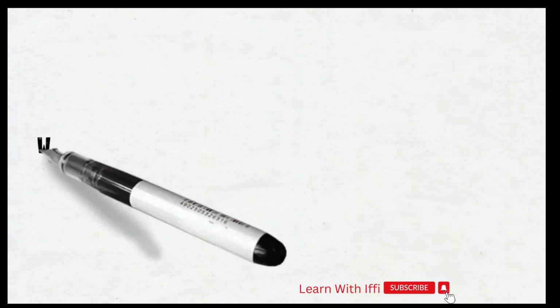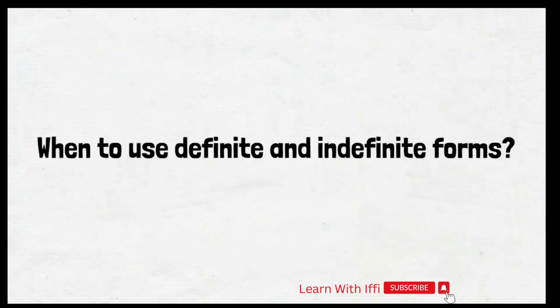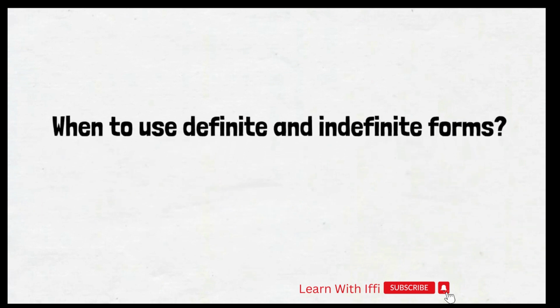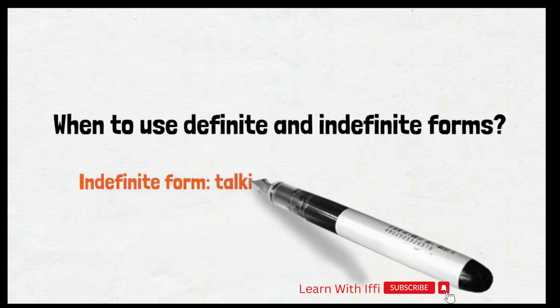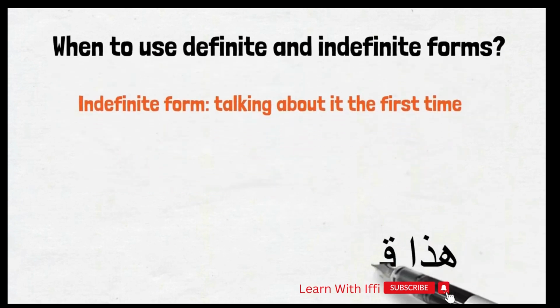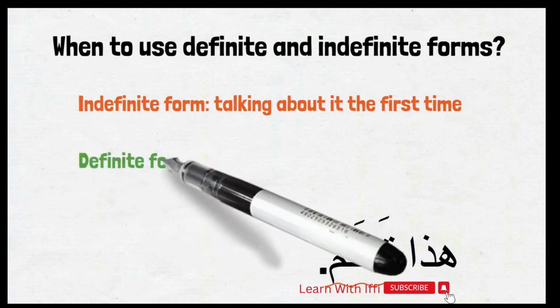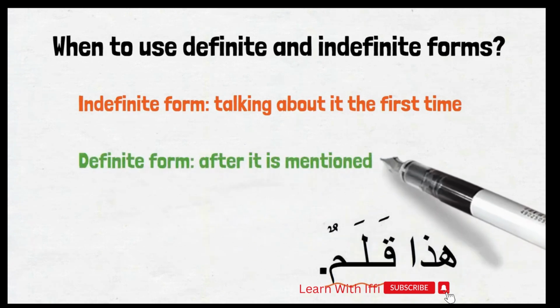Now that we already know definite and indefinite forms, the question may arise. How do we know when to use definite and indefinite words in a sentence? The answer is simple. If you're talking about something for the first time, we use the indefinite form. For example, هذا قلم. We are introducing قلم for the first time. That is why it is coming in indefinite form.